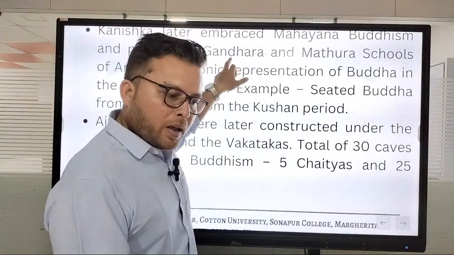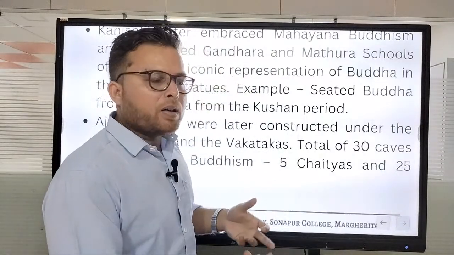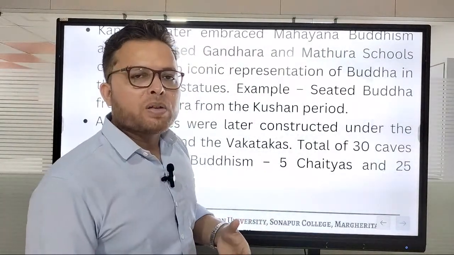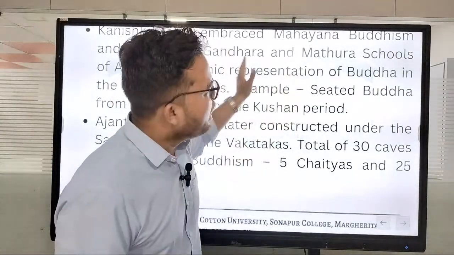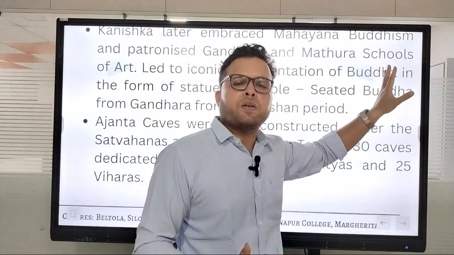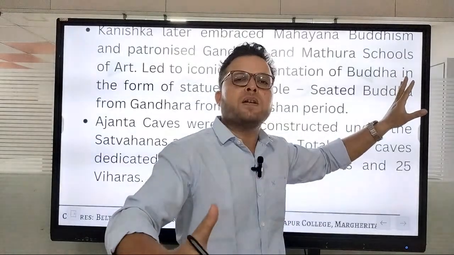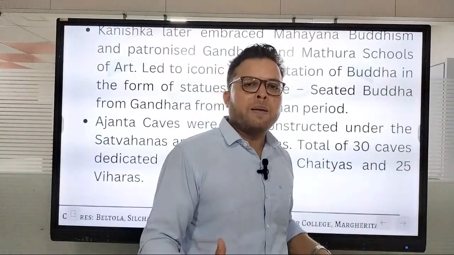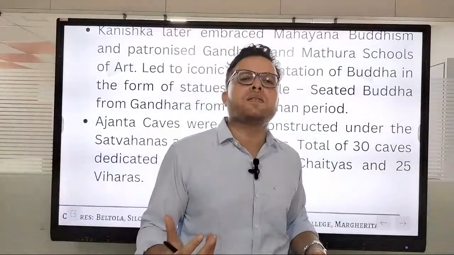So, the style, okay, the art or the school of art that emerged out of Purushapura came to be known as Gandhar School of Art, because Purushapura was a part of Gandhar, and the other school came to be known as Mathura School of Art. These had many differences also. But the similarity was what? Similarity was both of them represented Gautam Buddha. Okay? Represented Gautam Buddha.